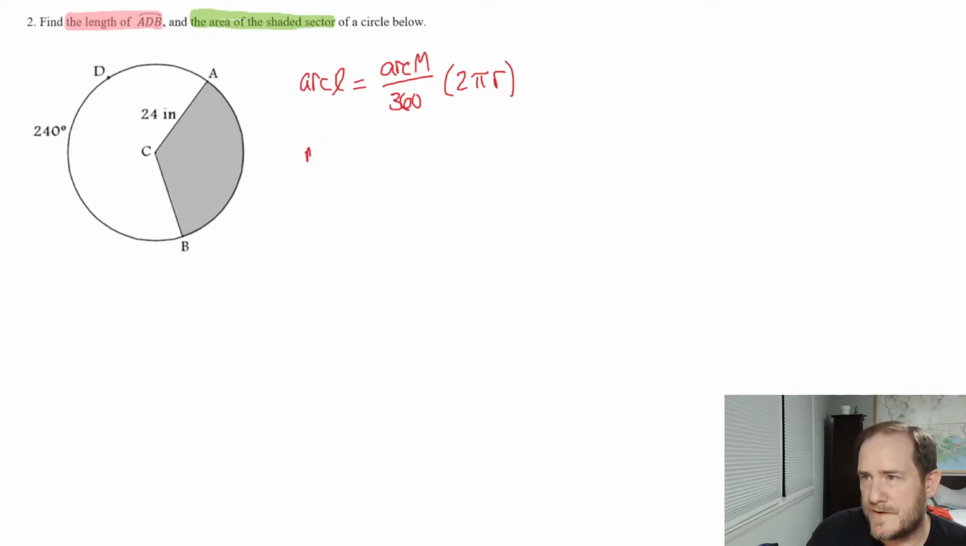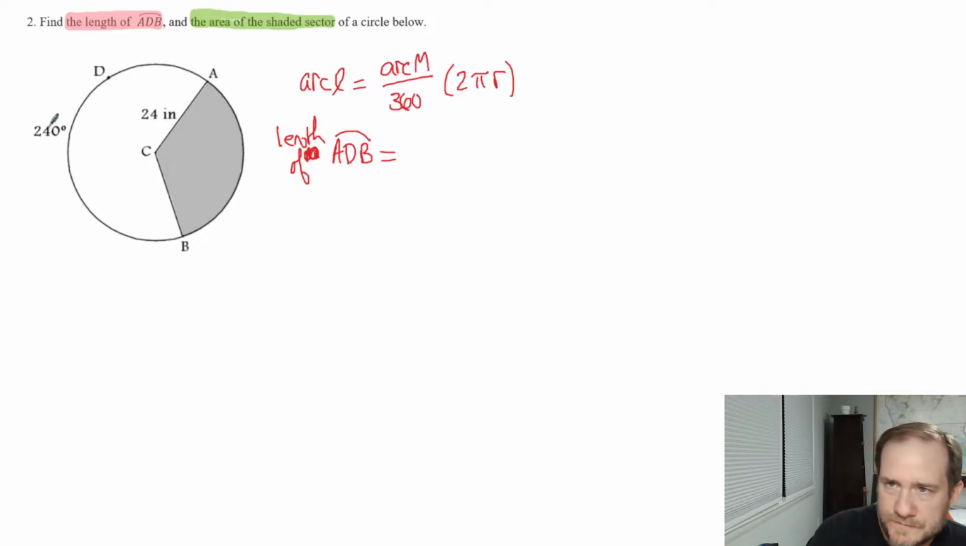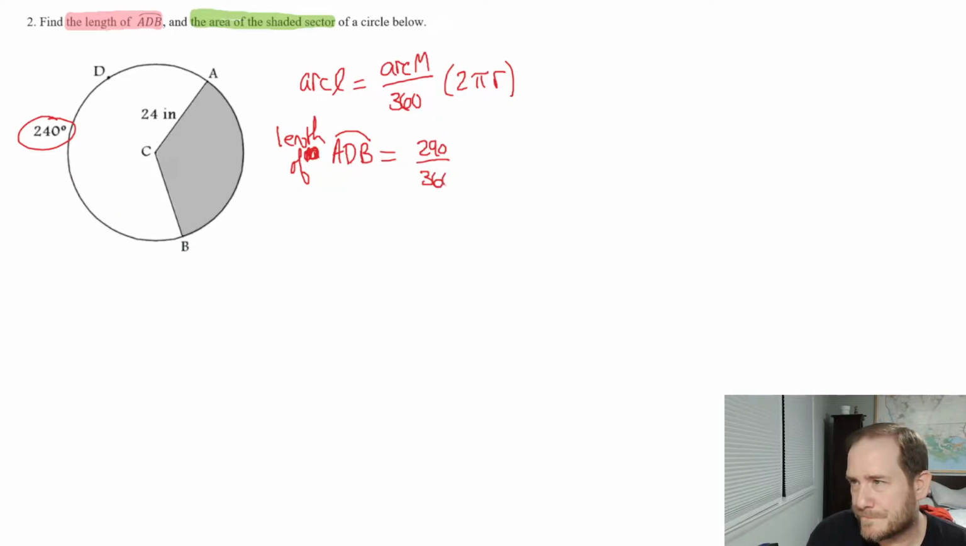So that means the length of ADB is going to be its measure, which, by the way, it says it right there. We're talking about this 240 degree major arc. So in goes 240. That's supposed to be 240. This just got connected at the top. There you go. And then times the total circumference, so 2 times pi times 24.